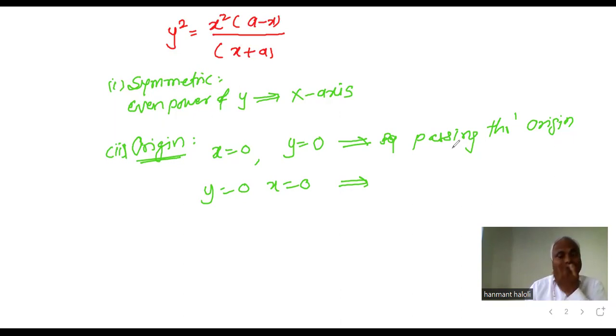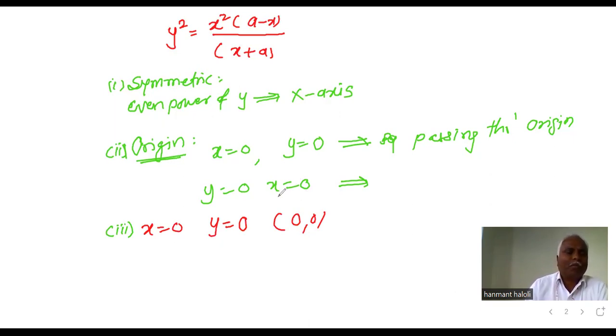Now next point: how to identify whether the curve is intercepting the coordinate axis, the intersection of the curve with a coordinate axis. Similarly, put x equal to 0, which means y is 0. This means the curve intersects the x-axis as well as the y-axis, both at the 0, 0 point. Similarly, we put y equal to 0 and find out the value of x. How many values of x do you get?